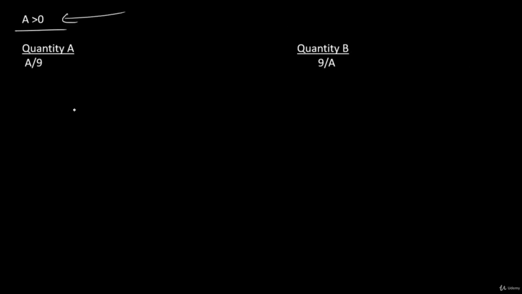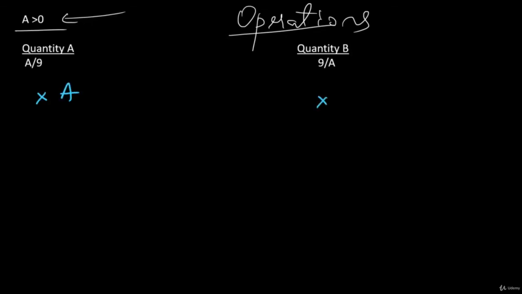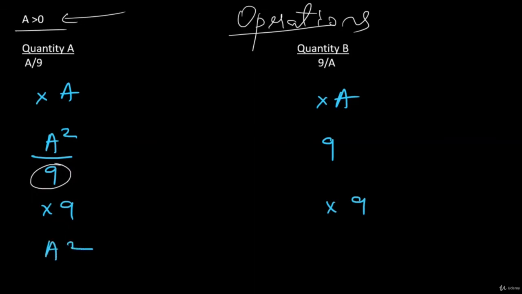So I can multiply both the sides by A, right? We are doing operations on the quantities. Alright, so if I multiply both the quantities with A, my quantity A becomes A square by 9 and quantity B is equal to 9. Alright, now let me multiply both these quantities by 9 so that I can get rid of this denominator over here. Alright, so if I do that, quantity A is equal to A square and quantity B is equal to 81. Alright, now we need to compare these two quantities.